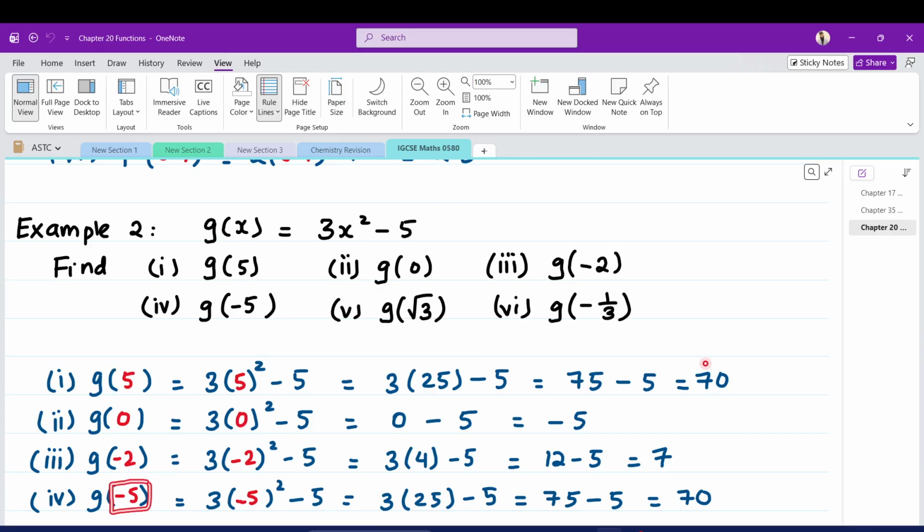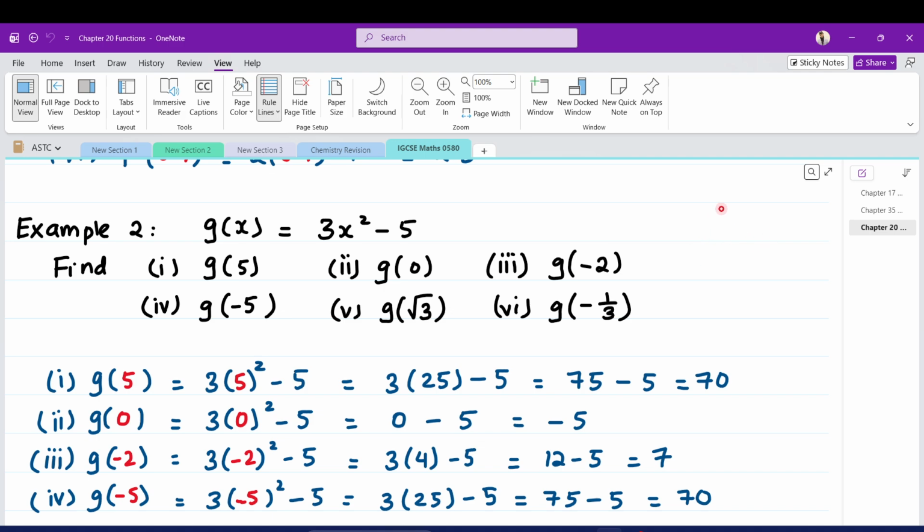So why do we get the same value in the range? Because this is a many to one function. This is a quadratic function. So for two values of x, you're going to get the same value of y. So remember that a quadratic curve looks something like this. So for two values of x, you can have the same value of y.